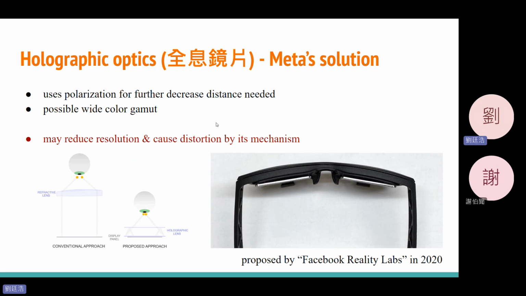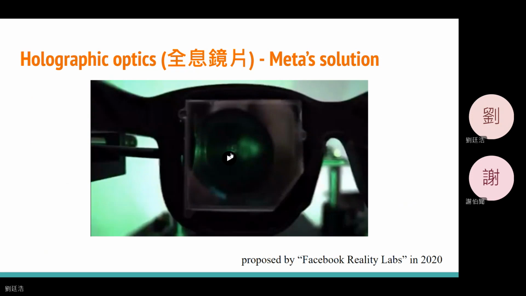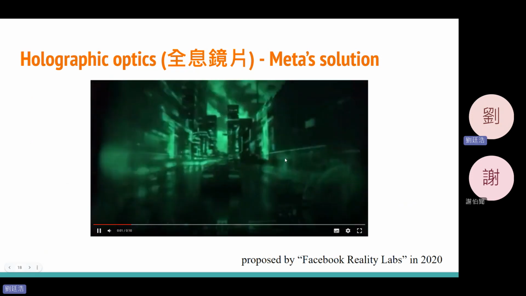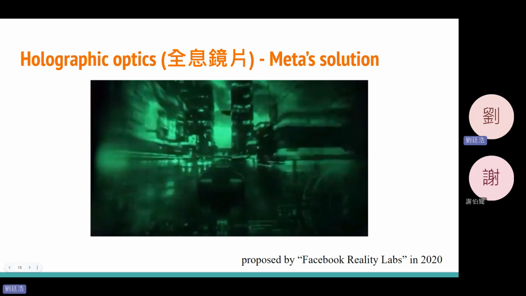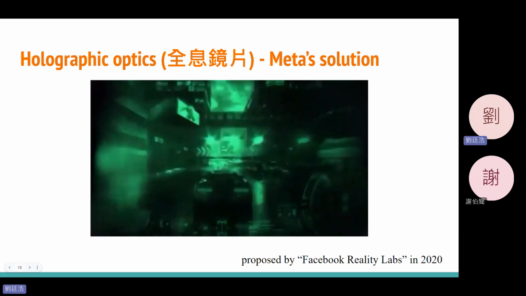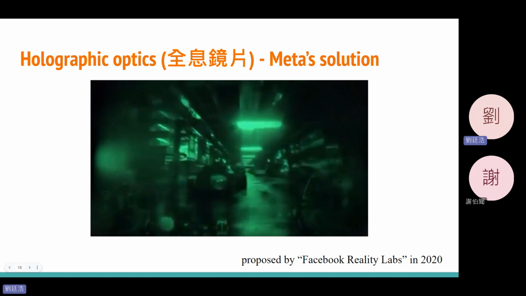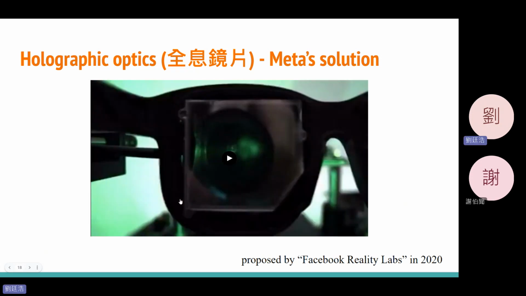It uses polarization to further decrease the distance between the VR headset and the lenses. So it creates a very thin VR headset. And I'm going to show you their video. It is a monochromatic optics lens, and they're in development, and they're going to have full color in the future.